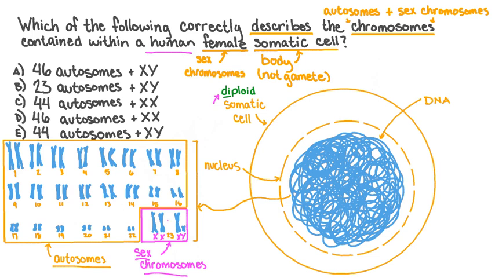A human somatic cell will possess either an XX or an XY pair of chromosomes as this last pair. Humans who possess XX sex chromosomes are generally biologically female, while humans that possess XY sex chromosomes are generally biologically male. So now we have all of the information that we need to answer our question. Human female somatic cells possess 22 pairs, or 44 individual autosomes, plus the 23rd pair of sex chromosomes, which are XX.